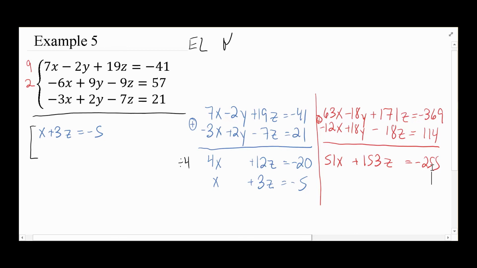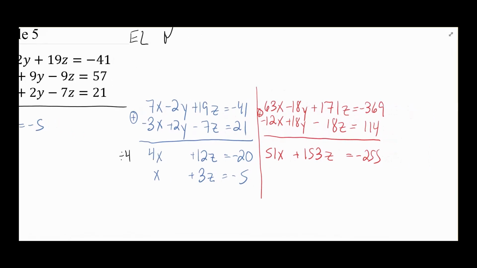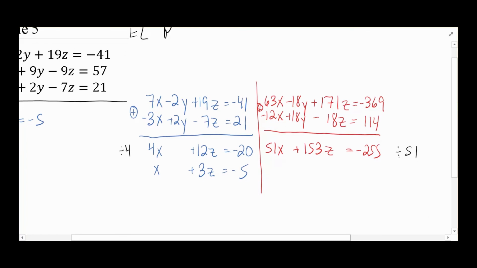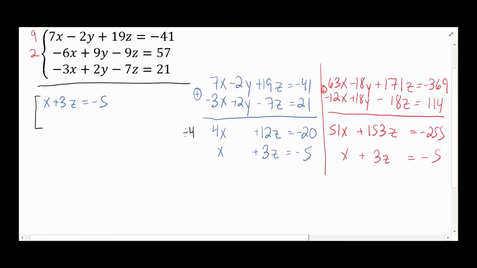So just like we divided by 4 over there in our blue situation, we can divide by 51 here. That's going to get me x plus 3z equals negative 5. And as I write this much simpler thing over here, all of a sudden you can probably see what's going on. Now that we have the same two equations there, this is going to be an infinitely many solution situation.